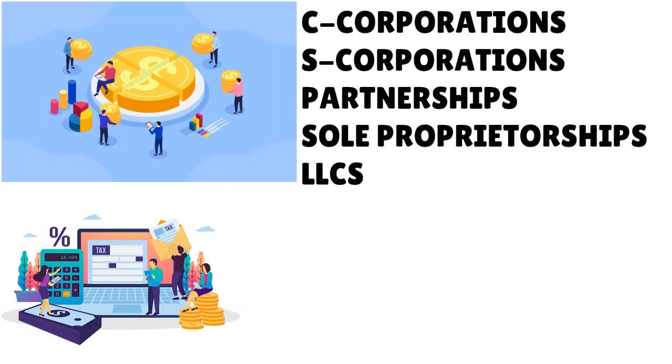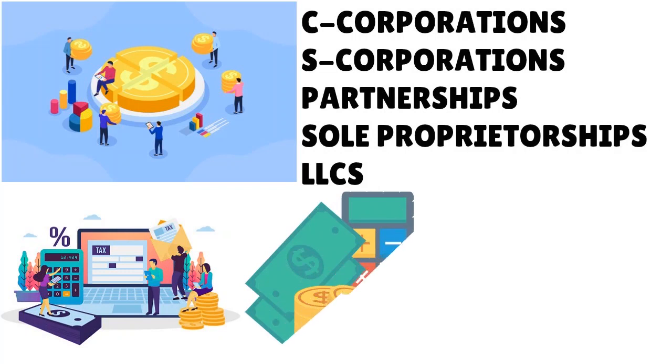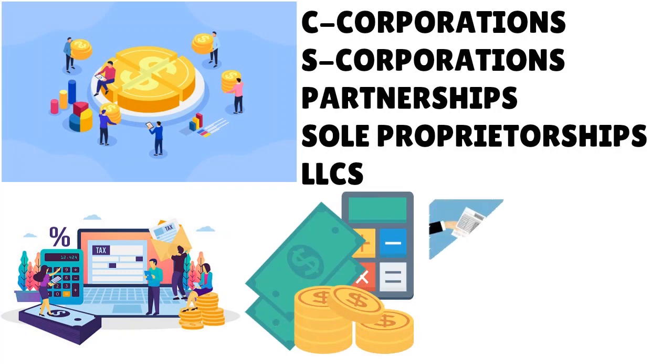You have partnerships. Partnerships are also pass-through entities, much like the S corporation. Therefore, each partner will pay taxes for their portion of the net business income at individual tax rates that range from 10% to 37%. Then you have sole proprietorships.